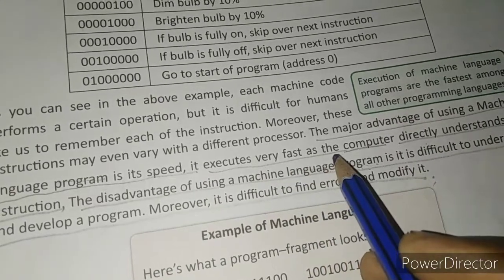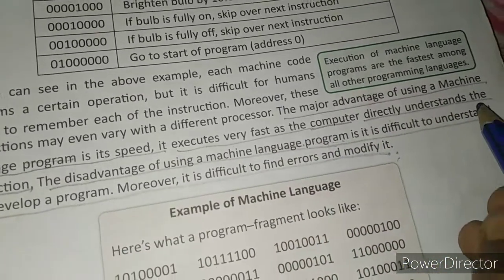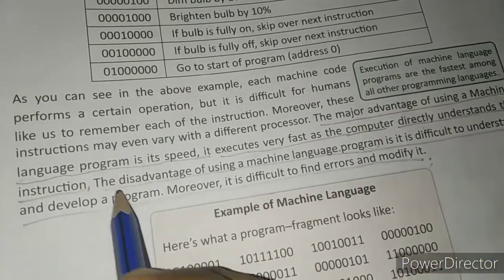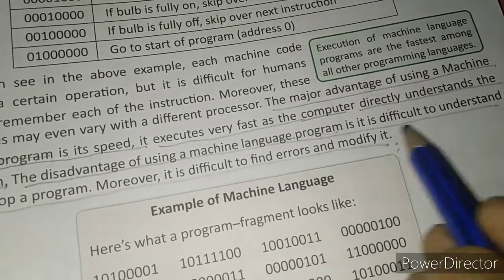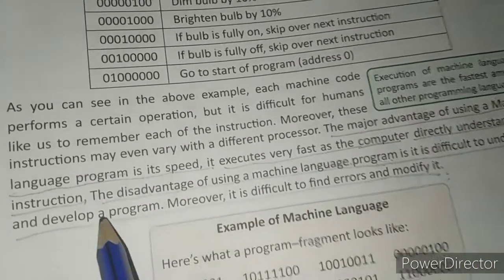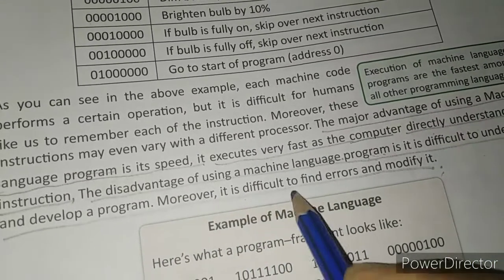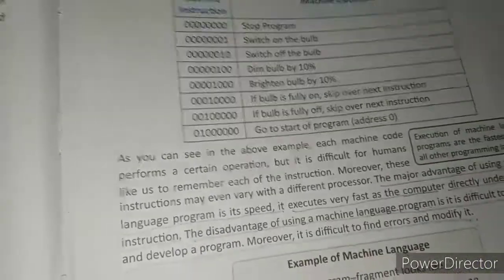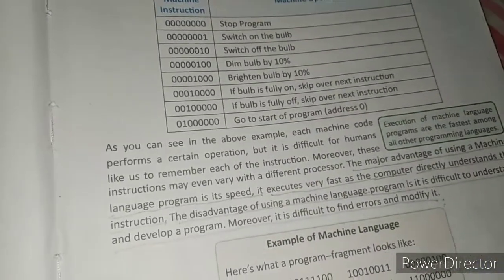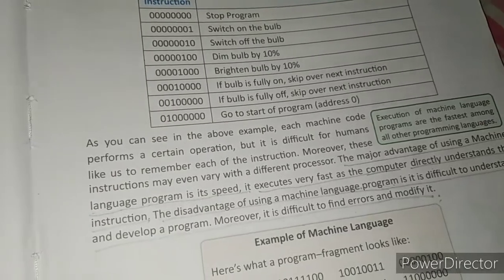Execution is very fast as the computer directly understands the instruction. The disadvantage of using a machine language program is that it is difficult to understand and develop a program. Moreover, it is difficult to find errors and modify. There are some advantages of using machine language.